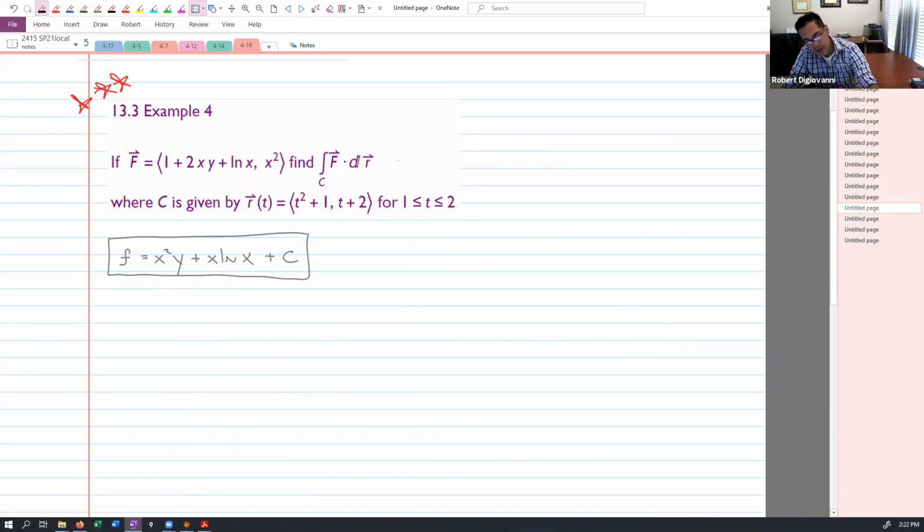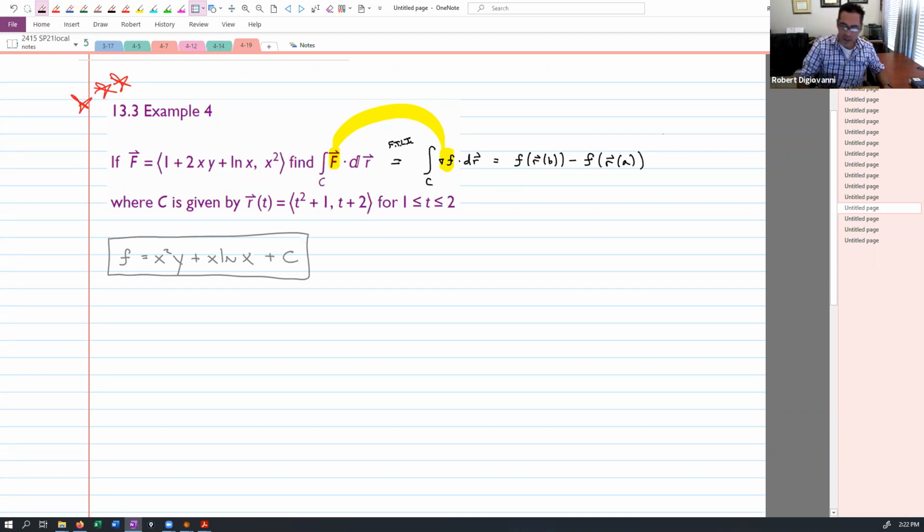So by the fundamental theorem of line integrals, we know that this is equal to the line integral over the gradient of little f dot dr, because we know that this F came from the gradient of that. But by the fundamental theorem of line integrals, that says we just need to evaluate f at the endpoint of the curve and subtract from that f evaluated at the starting point of the curve. So can somebody tell me just in layman's terms, what we need to do to answer this question?